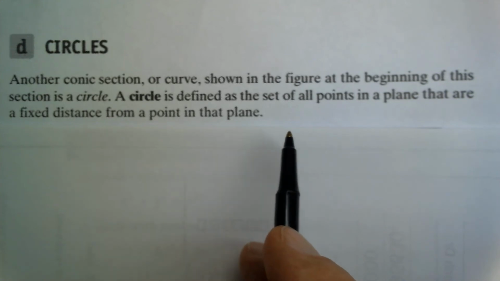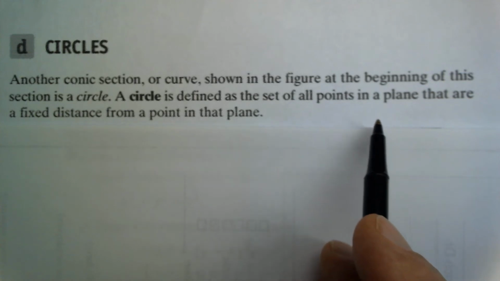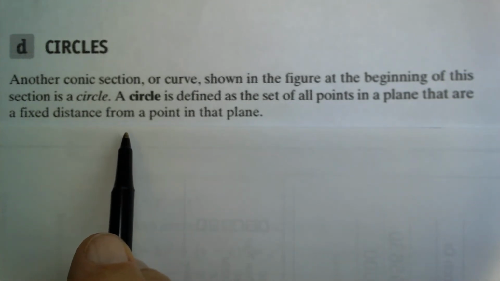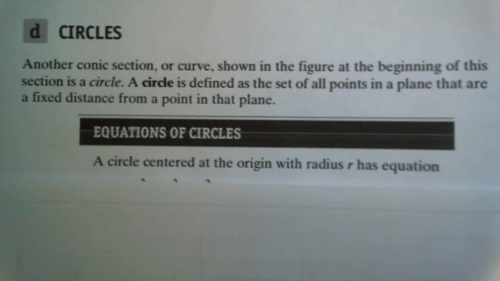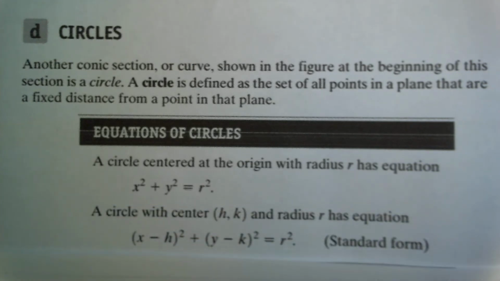Another conic section we discussed in the beginning of the section is a circle. A circle is defined as a set of all points in a plane that are a fixed distance from a point in that plane. So, a circle centered at the origin with radius r has the equation x squared plus y squared equals r squared. A circle with center at h comma k, where x equals h and y equals k, and radius r, has the equation x minus h squared plus y minus k squared equals r squared. That's in standard form.